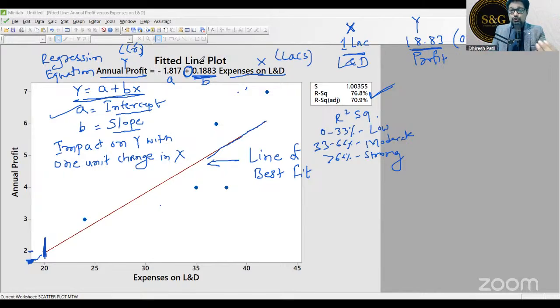Now, how do we use regression? This is also called a prediction equation. Okay. Now let's do this prediction.